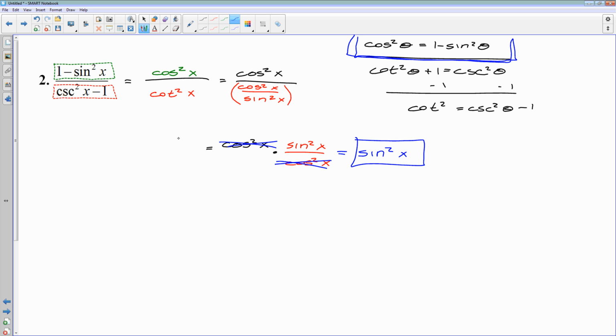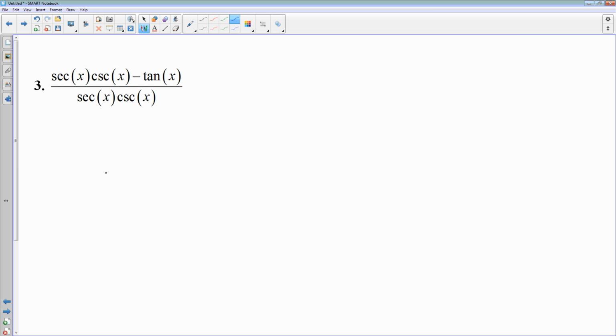So that one took 3 minutes. We're getting better. We started with a 5-minute problem. Now we're down to 3 minutes. By the time we get to the end of this, maybe we'll be able to knock them out in 1 or 2 minutes. Let's see.